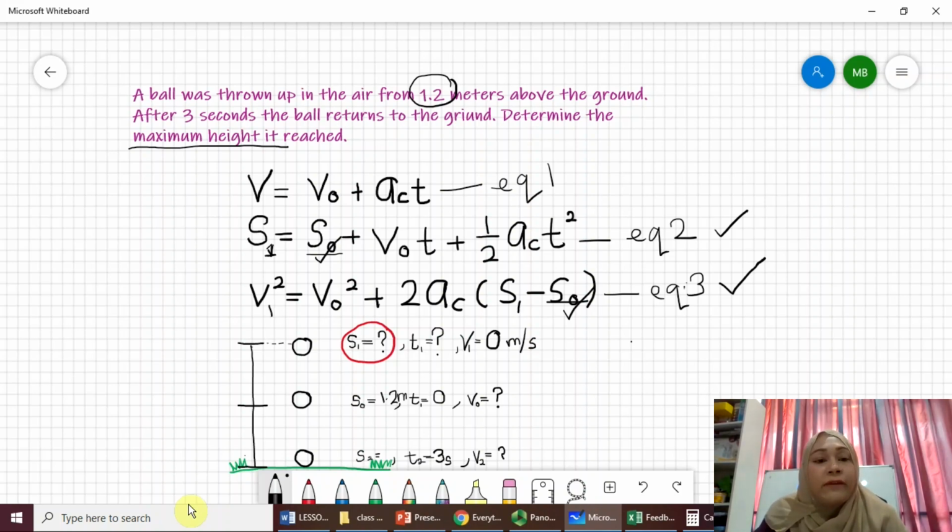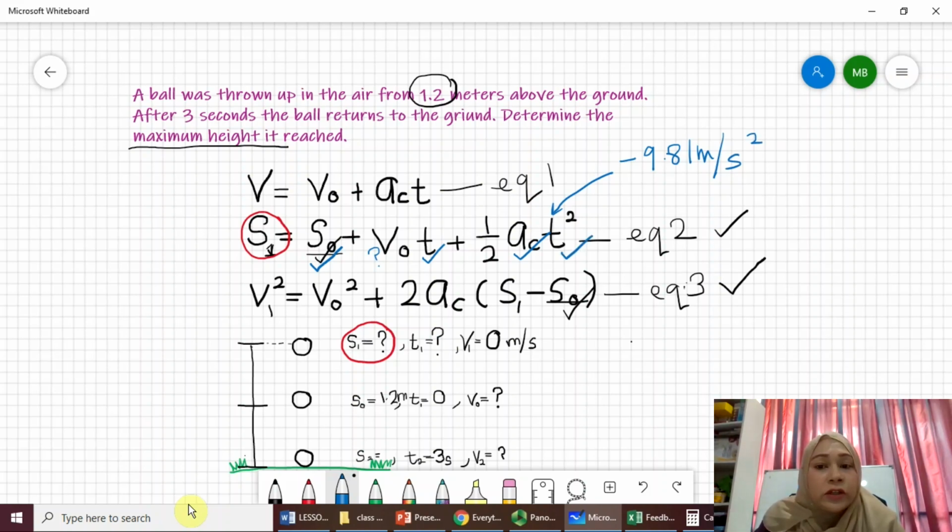Okay, now, do we have S1? No, this is what we want to find. Do we have S naught? Yes, we have the initial position. Do we have V naught? No, we have to find it. Do we have the time? Yes. Do we have the acceleration? Yes. Because it is falling down in the y direction, the acceleration will be negative 9.81 meters per second squared. And do we have the t? Yes.